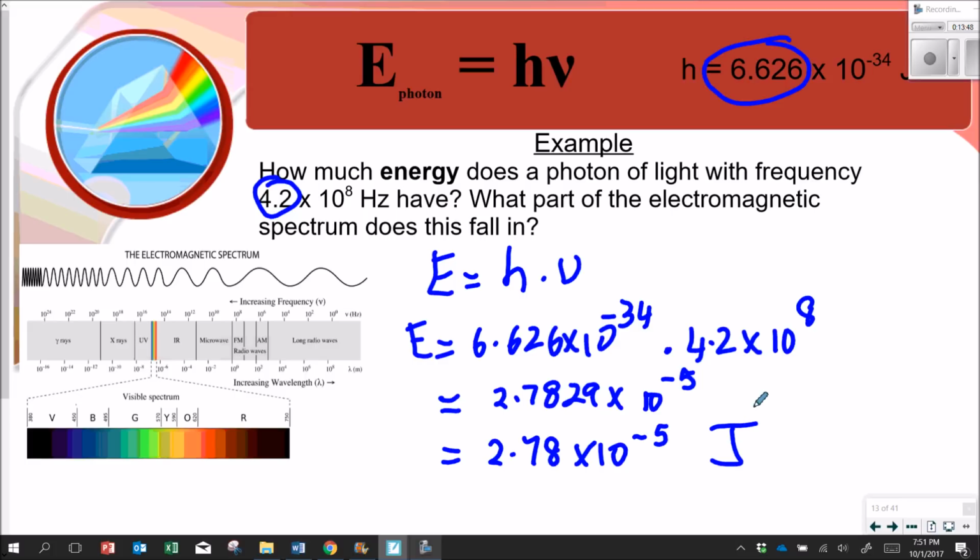What part of the electromagnetic spectrum is this in? We look at our frequency, which was 4.2 times 10 to the 8. So the frequency numbers are at the top here on the chart. I go look for 10 to the power of 8. Here it is over here. And all this is all radio waves. So radio waves is where it falls in.